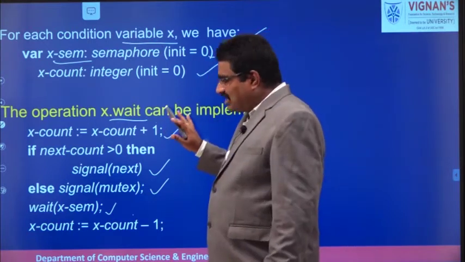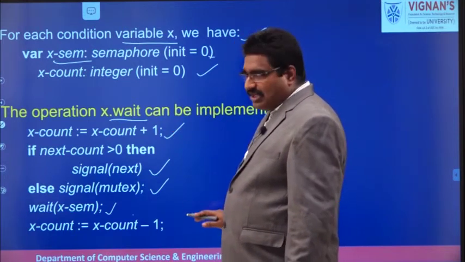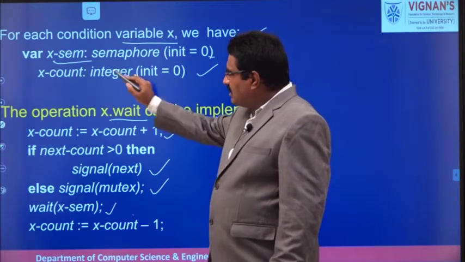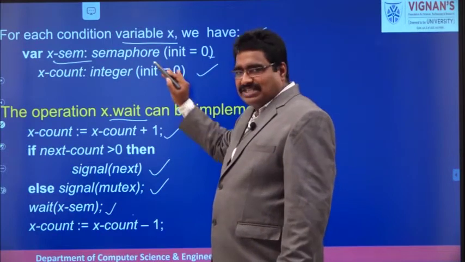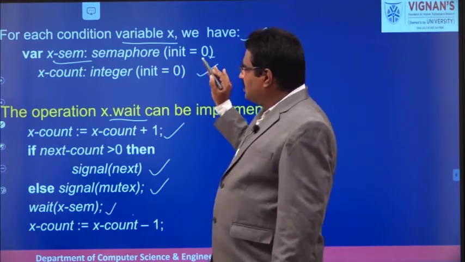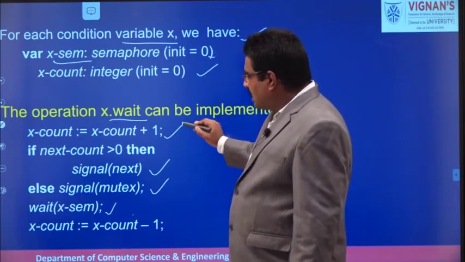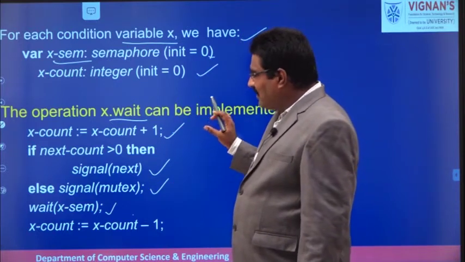So, what are the statements used in the wait function of the condition variable implementation? For every condition variable, it uses two data items. One is x-count, an integer variable whose initial value is 0, and the other is x-sem, a binary semaphore whose initial value is also 0. At the time of the wait function implementation, x-count is increased by 1.